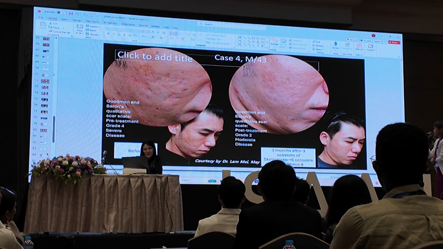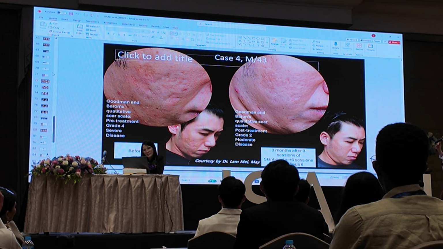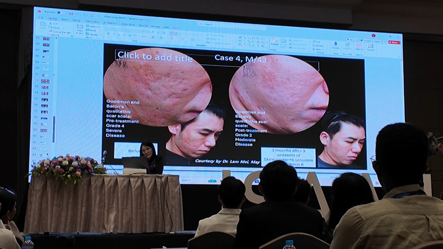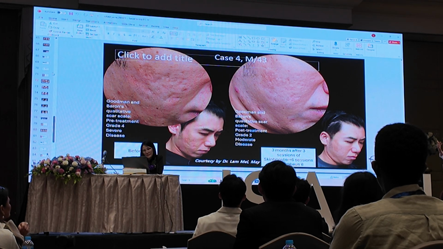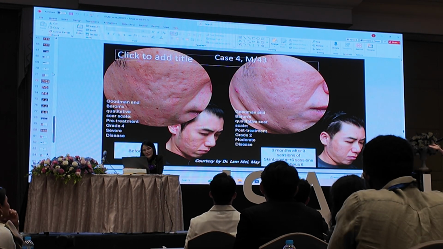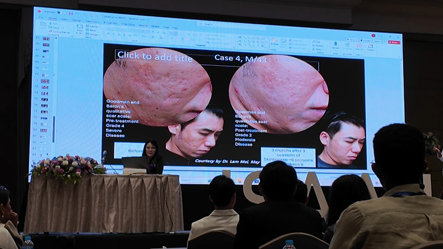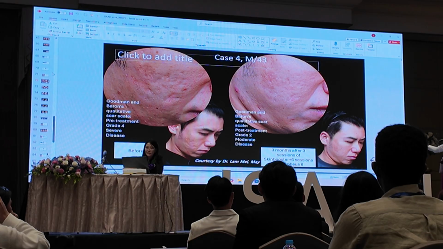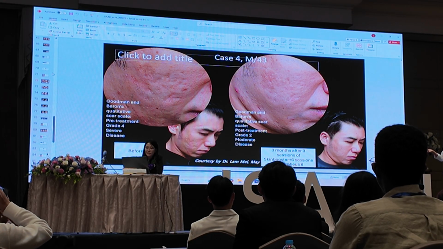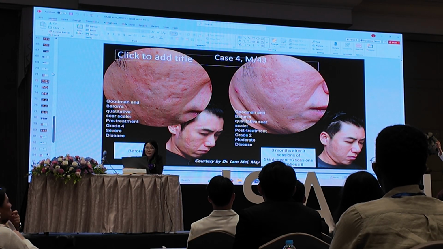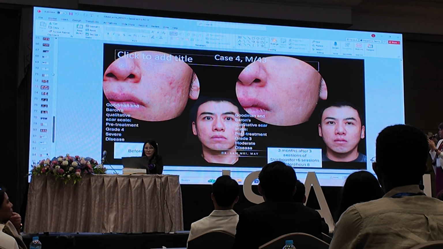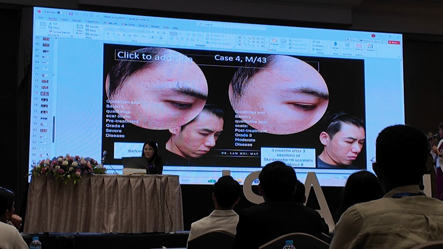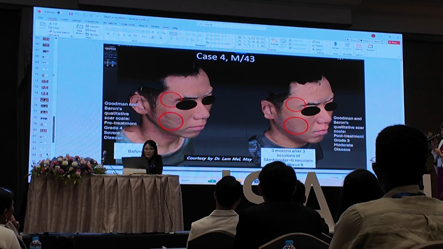Yes. And this is before and after. And his qualitative acne scar scoring has been improved from grade 4 severe disease to grade 2 moderate disease. So which is a much improvement. And in social distance, he no longer complained that he was too irregular on the face. And this is the other side of the cheek. And at the temporal area also improved.